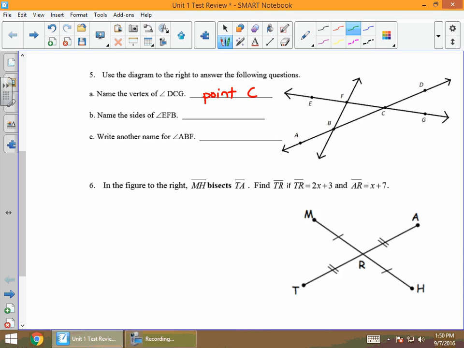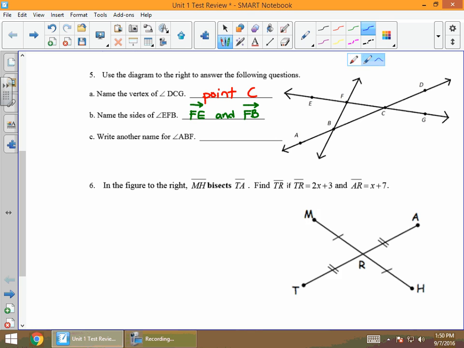Part B says name the sides of angle EFB. So again, EFB. There's my angle. See it highlighted green now. It wants to know the sides. Sides are rays. So I'm going to start at the vertex, and I have FE. That is a ray. And the other one would be FB. And that is also a ray. So notice that I put the little ray symbol above them to show that they are rays, in fact.